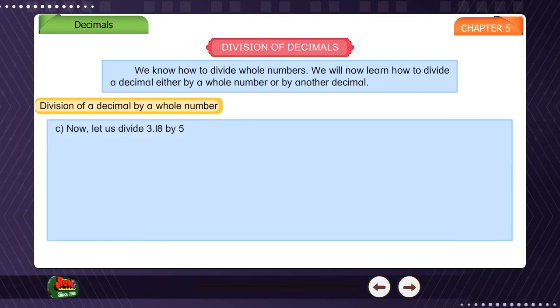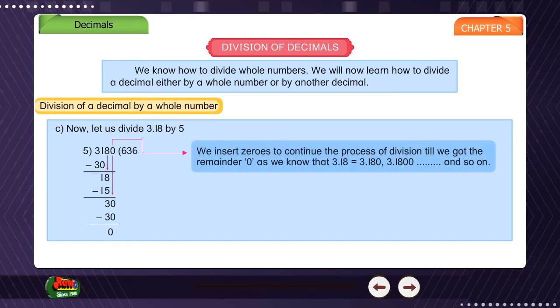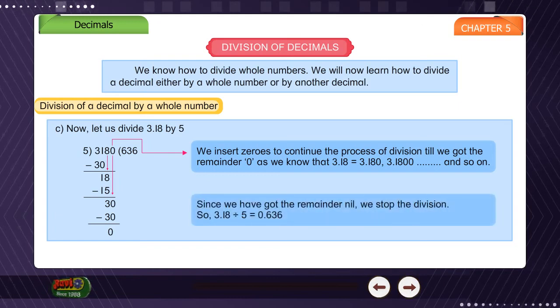C. Now let us divide 3.18 by 5. We insert zeros to continue the process of division till we get the remainder 0. As we know that 3.18 is equal to 3.180, 3.1800, and so on. Since we have got the remainder nil, we stop the division. So 3.18 divided by 5 is equal to 0.636.